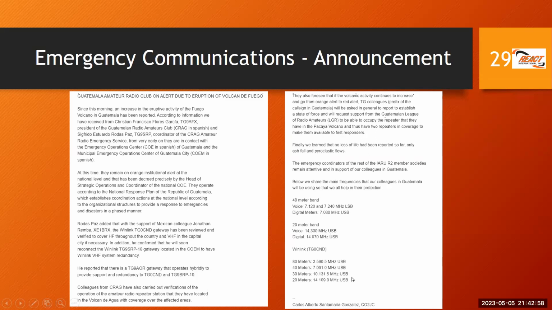And on the right-hand side, you'll see these slides. You could probably read it. These are the frequencies that they've asked to protect, because these are the frequencies that those amateur radio operators, or ham radio operators, may use for emergency communications. So this is going on as we speak. Eruption of Volcan de Fuego in Guatemala, and hams are ready and on standby to provide emergency communications and assistance. So here are the frequencies: the 40-meter band, the 20-meter band, and of course other frequencies, WinLink and other bands. This is just to share some relevant and current information in amateur radio.